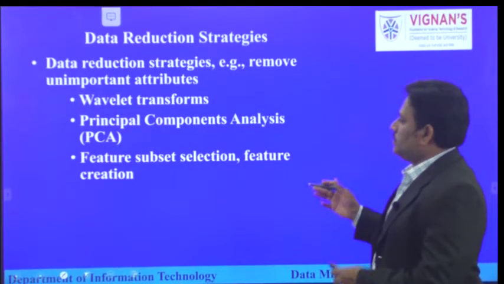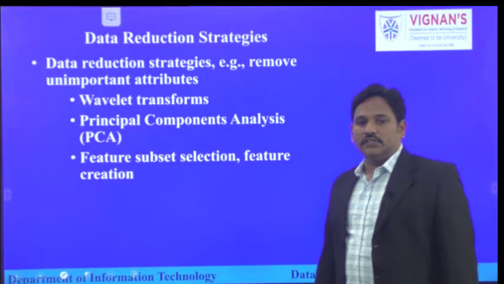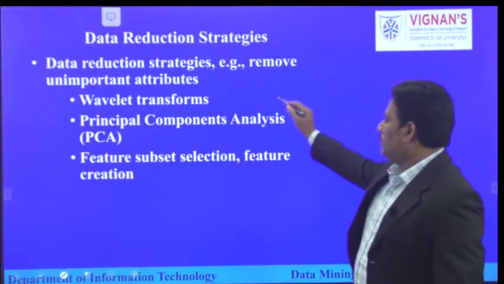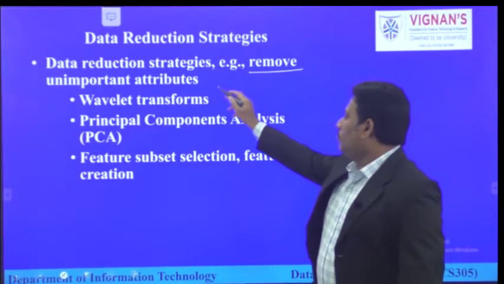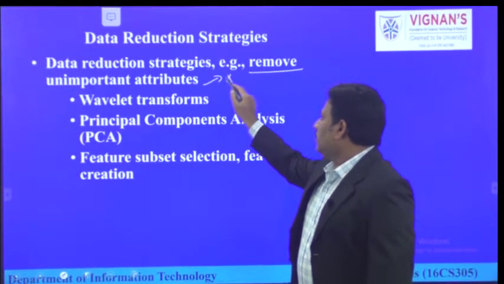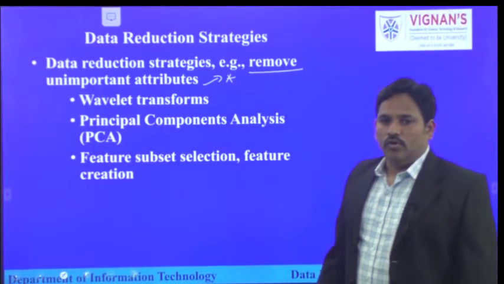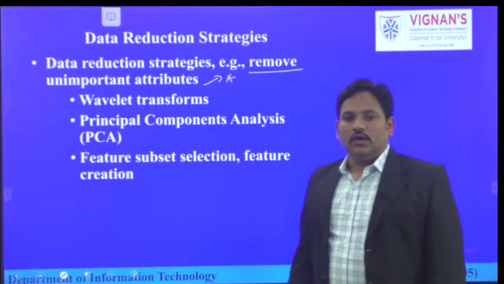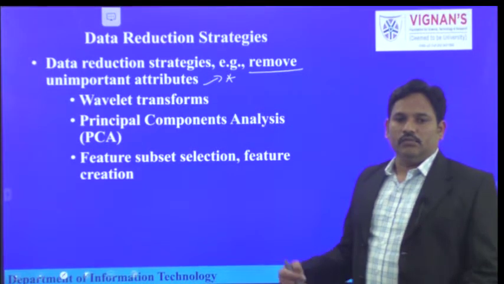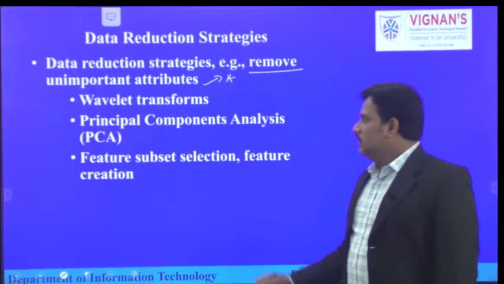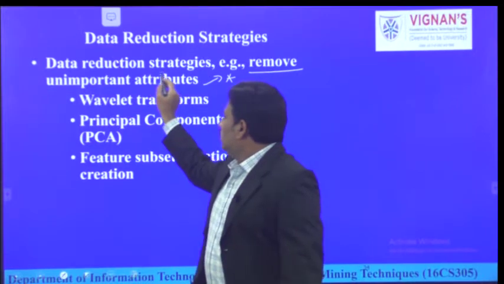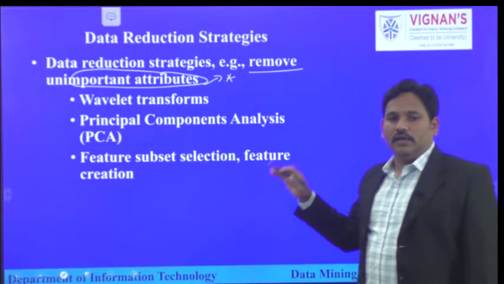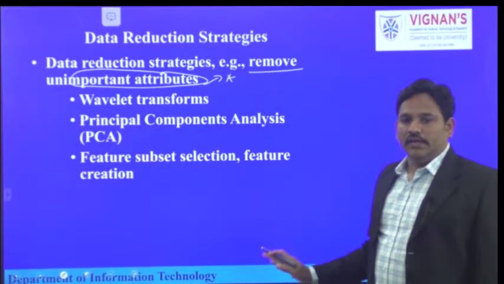Now we will see the commonly used data reduction strategies. Here we are trying to remove unimportant attributes. This is the fundamental objective of data reduction. Whatever technique we apply in the form of data reduction, this is the ultimate objective: identify the unimportant attributes and remove them. That means, conversely, we are keeping the most important attributes in the data set.